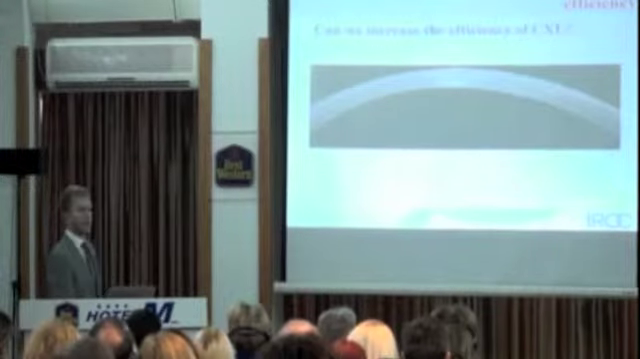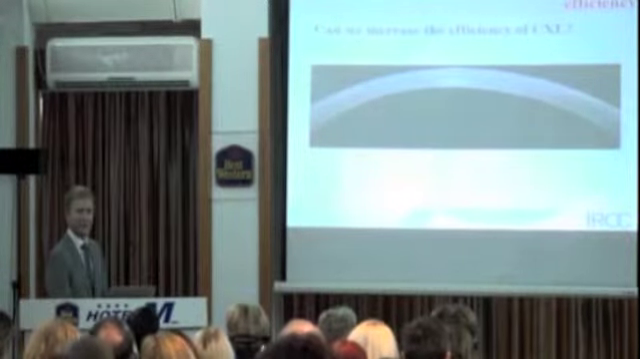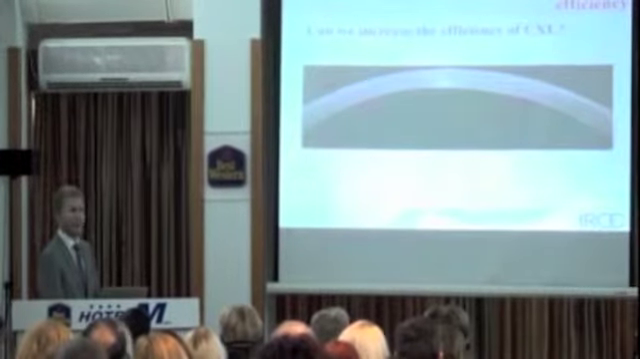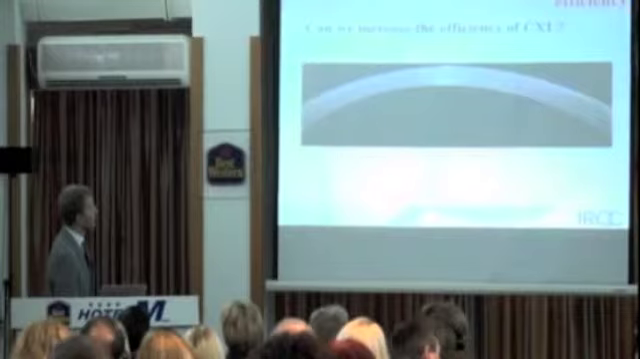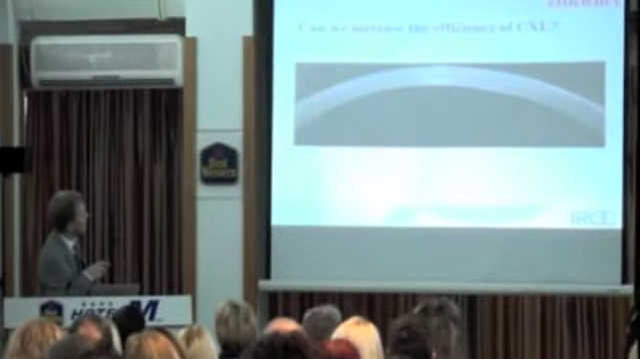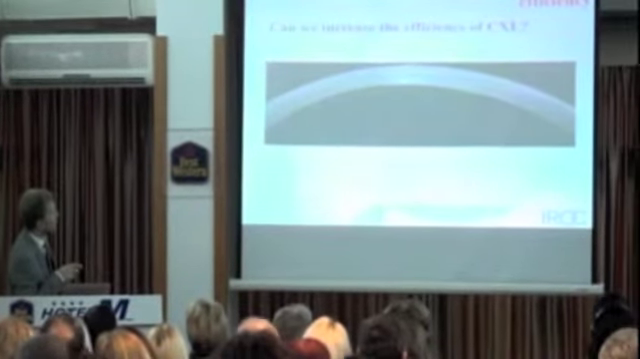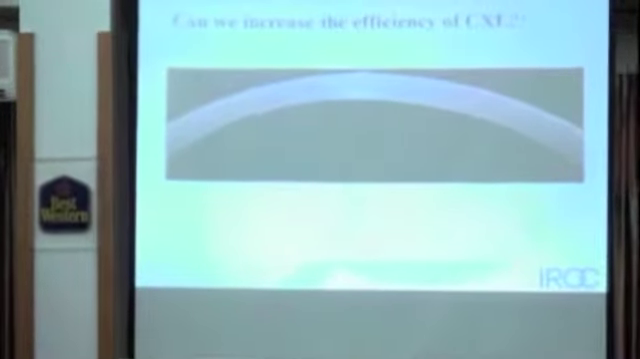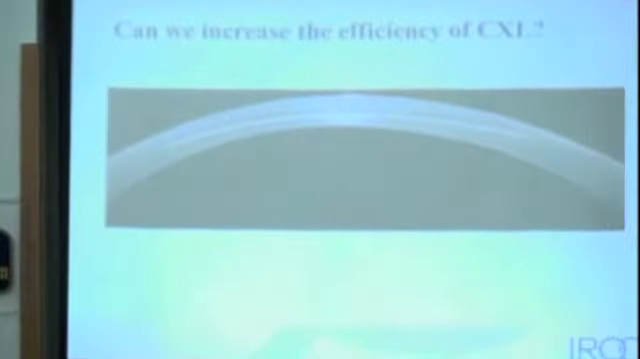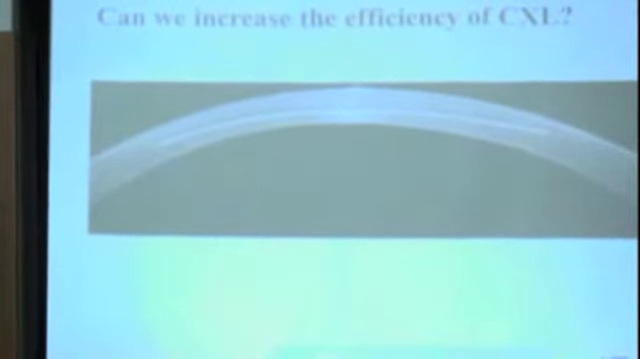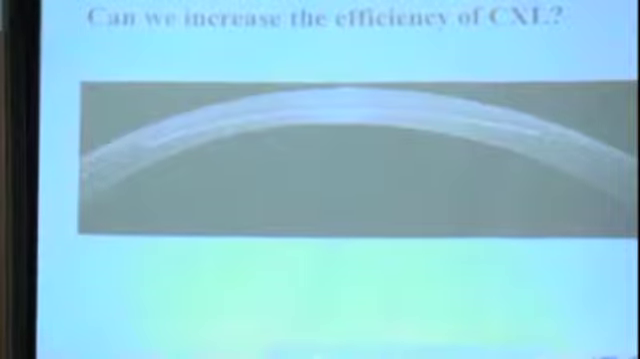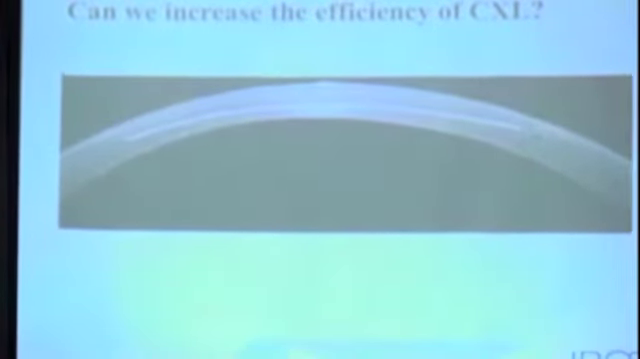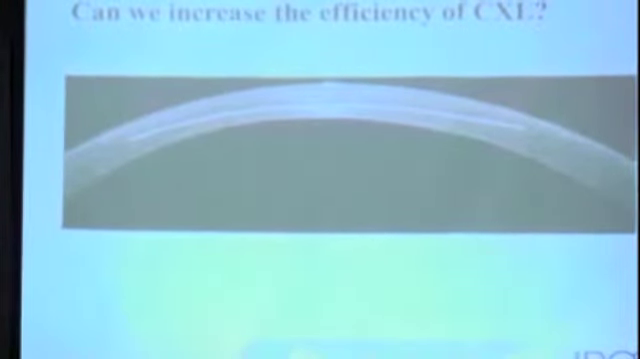So what do we have here? Can someone tell me what you can see in this picture? Yes, very good, we can see the demarcation line. This is an anterior OCT of the cornea. We can see the demarcation line here. In the next picture, the part anterior to the demarcation line is the part of the cornea that is cross-linked, and the part posterior to the demarcation line is the non-cross-linked cornea.